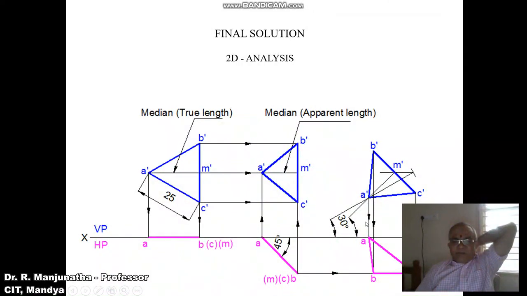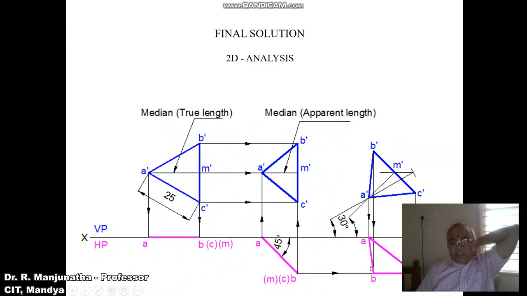Draw a vertical projector from A dash to the XY line. As we see, A is on the XY line and you mark this point as small a. Similarly, draw a vertical projector from B dash and draw a horizontal projector from B. Both these two points are going to intersect at this point and you mark the point as B. Similarly, draw a vertical projector from C dash and draw a horizontal projector from C. Both these two points are going to intersect at this point and you mark this point as C.